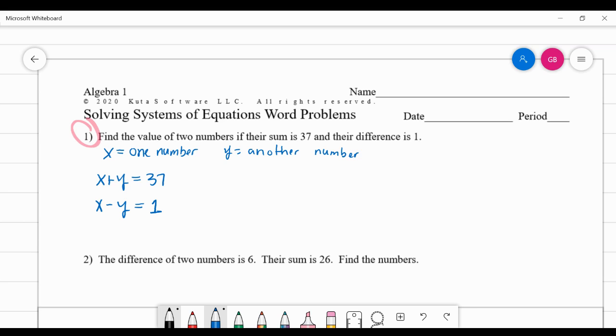So here are my two equations. And then we're going to solve this system. So remember from a couple weeks ago, we're looking for coefficients that match up so we could eliminate. Notice that we have a positive and a negative y. So if I add these equations, the y's cancel, and you're left with 2x is equal to 38. And then to solve for x, you divide both sides by 2. So x is equal to 19.